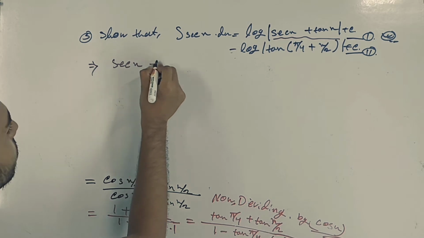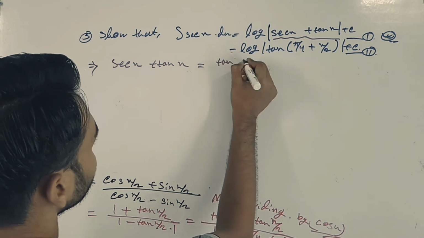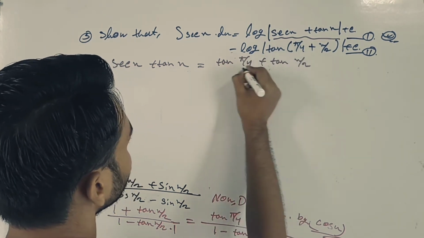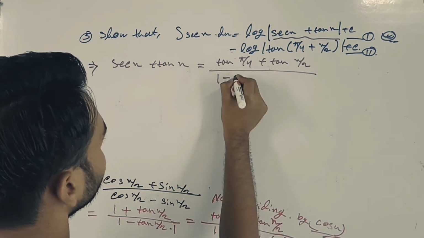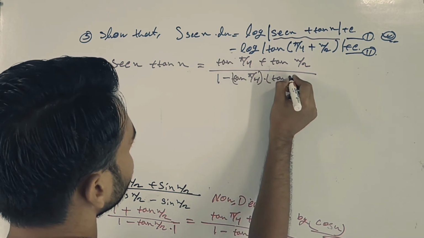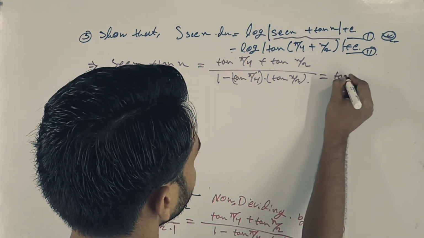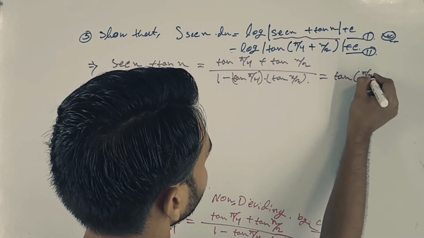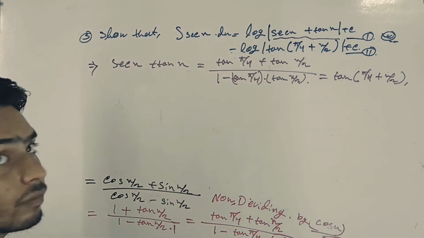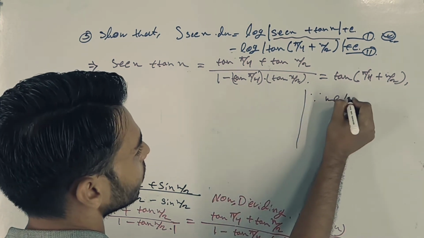Now sec x + tan x equals, from this method, tan(π/4) + tan(x/2) over 1 − tan(π/4) times tan(x/2), and that's equal to tan(π/4 + x/2). This is the simple method of this. I also write the denominator in my rap.